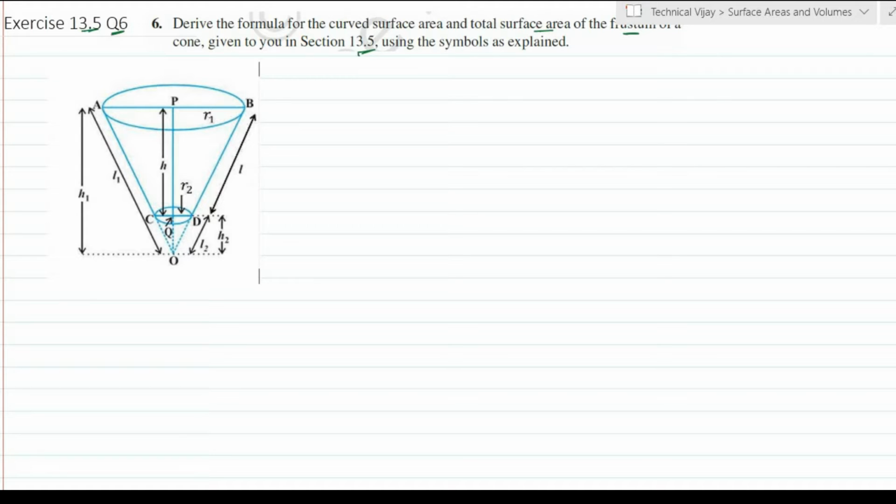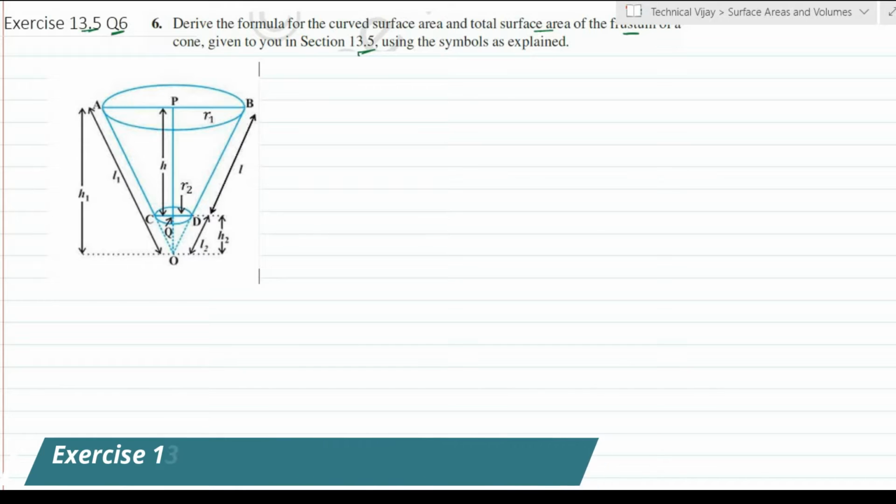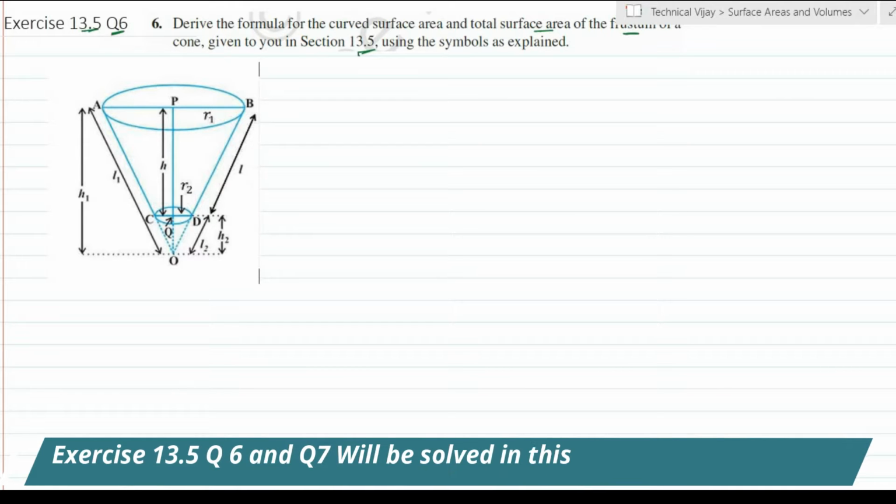Using the symbols as explained, here we have to derive the general formula. So he has given a cone OAB, and the frustum of a cone is nothing but here OAB is a full cone. So the frustum of a cone means ABCD.